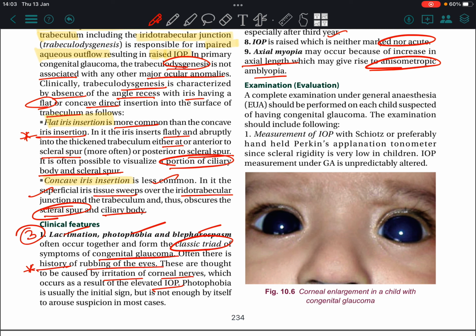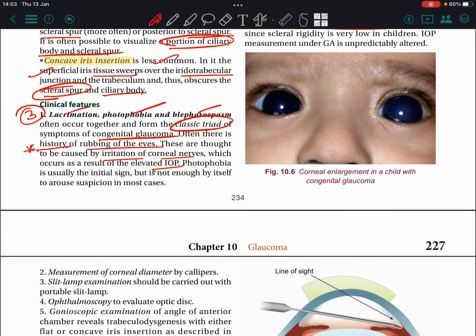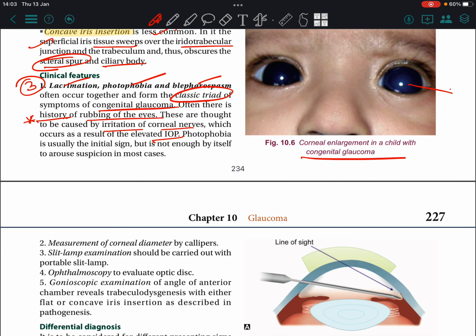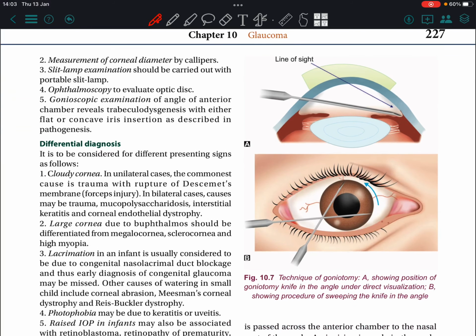Examination: measurement of IOP by Schiotz or preferably handheld Perkins applanation tonometry, since scleral rigidity is very low in general. IOP measurement under GA is unpredictably altered. Corneal enlargement: measurement of corneal diameter by calipers.